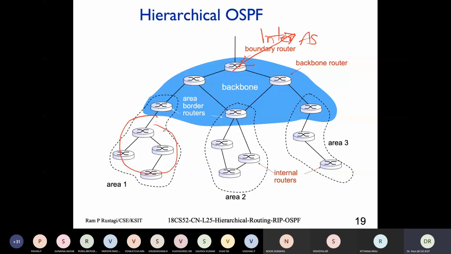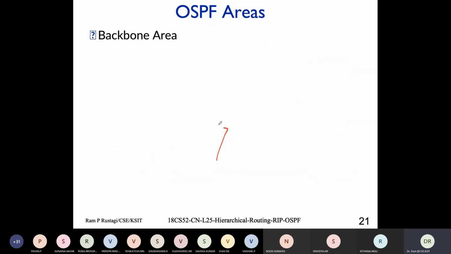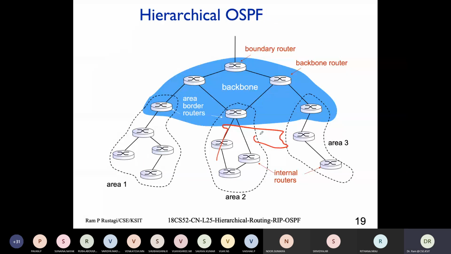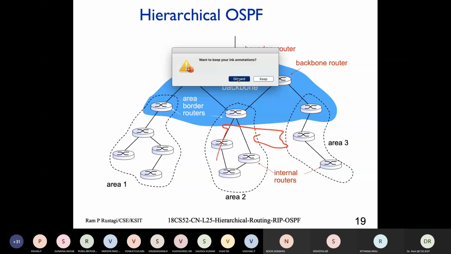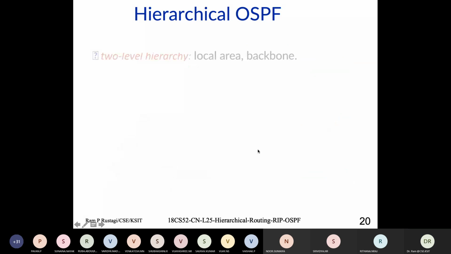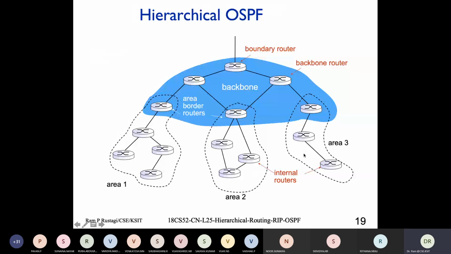Now these areas run their own link state routing protocol, and the topology is visible only within this area. Then you have the area border router. The job of the area border router is to get routing information within the area to the backbone. So each area talks only to the backbone. The two areas do not talk to each other directly.